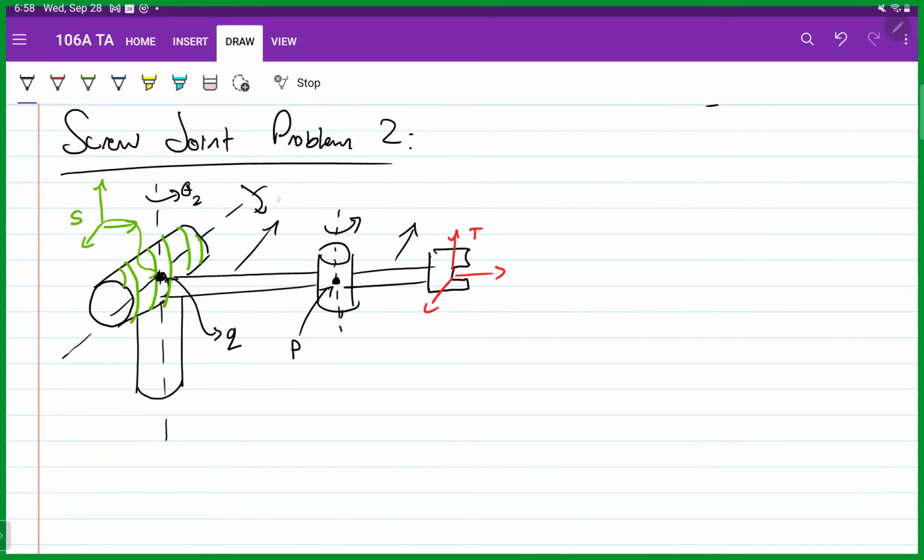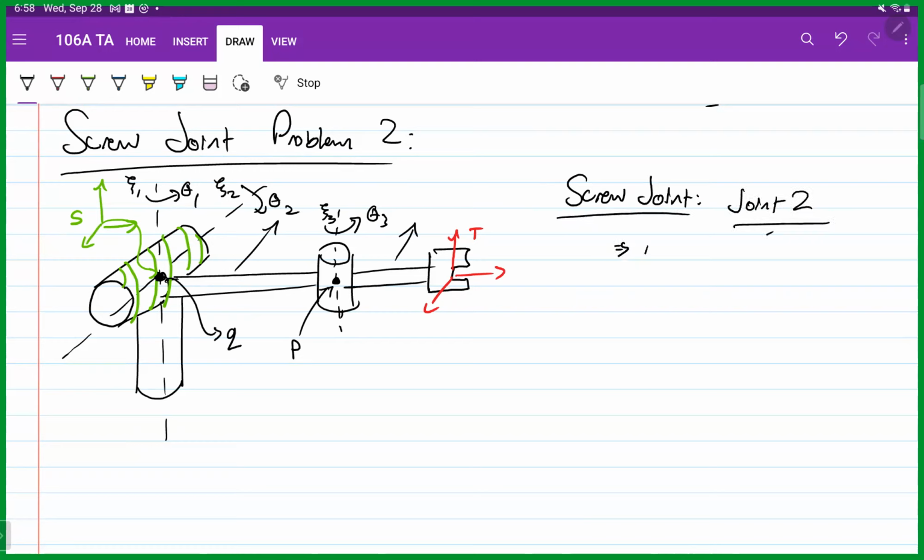So we have theta 1, theta 2, and theta 3, and psi 1, psi 2, and psi 3. So just to clarify, the screw joint right here is going to be joint 2, all right? And we say that it has a pitch H. So do we have any questions about this setup?